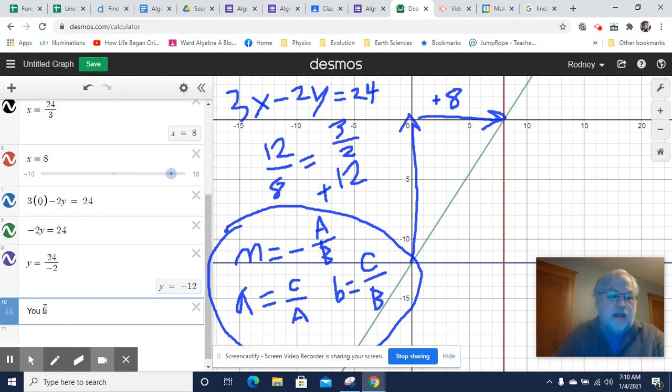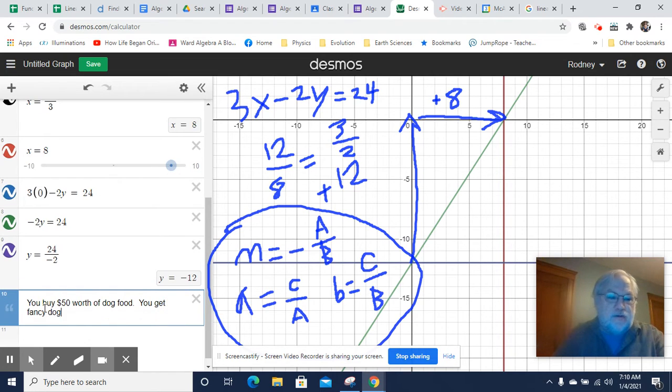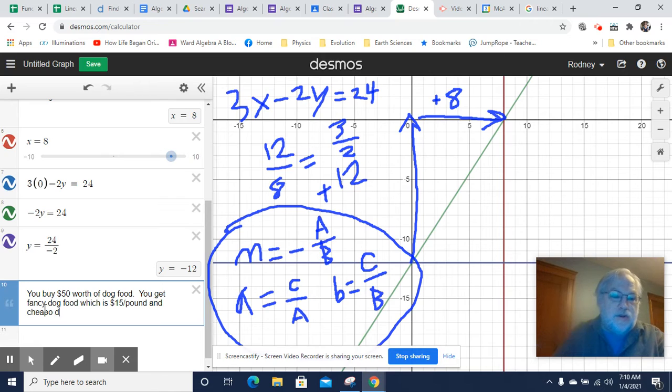Okay, you buy $50 worth of dog food. Okay, you get fancy dog food, which is, we'll make that, it's going to be $15 per pound. And cheapo dog food, which is $2 per pound.